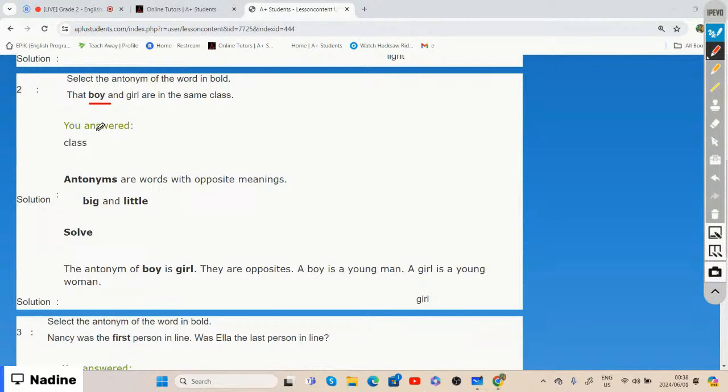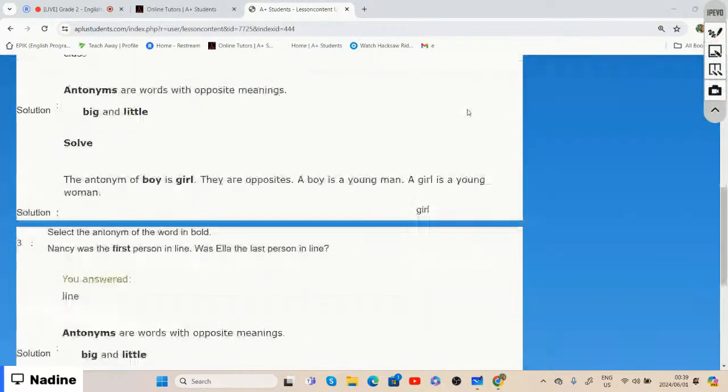So the opposite of boy. All right, and the opposite of boy, yes, we would say that the opposite of boy is girl. So if it's not a boy, then it is a girl. So it's the opposite.